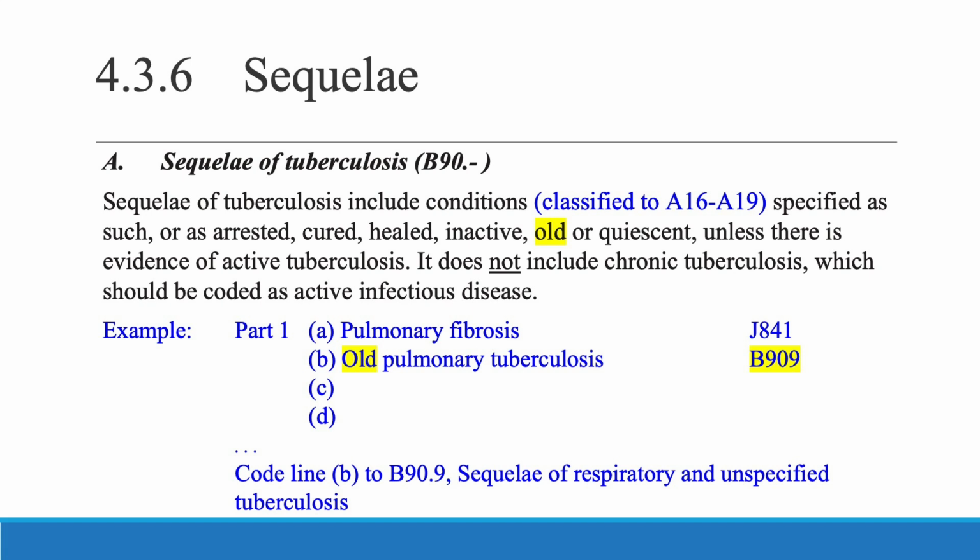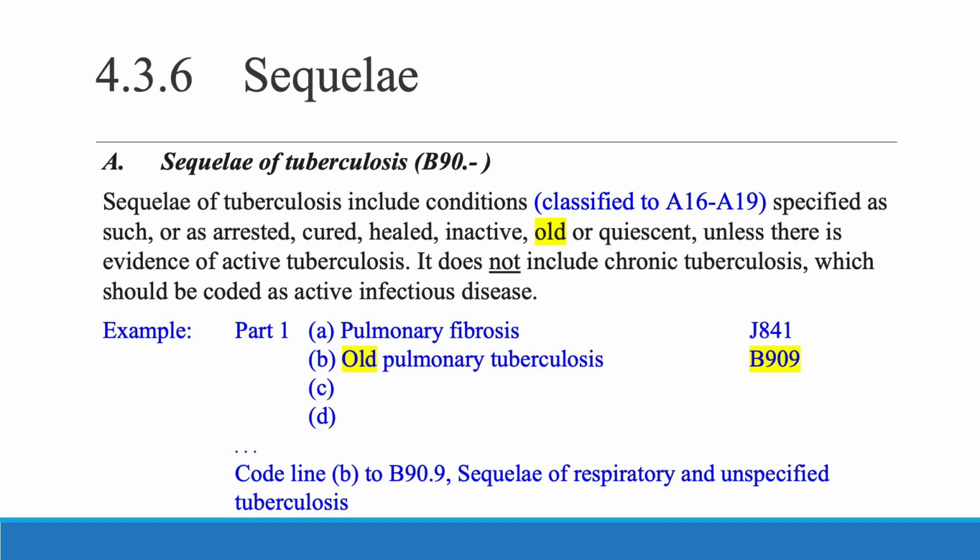This code category does not include chronic tuberculosis, which should be coded as active infectious disease. A remark about the blue font used on the slide. The blue font represents material that is not included in Volume 2. So just the specification of the conditions classified to A16 to A19 is just added in for clarity. And this example is not in Volume 2. It too is just added in for clarity.